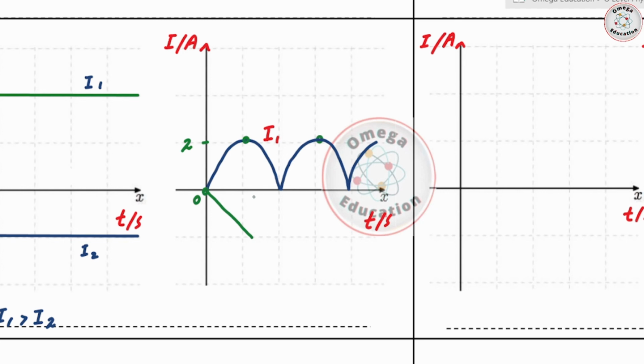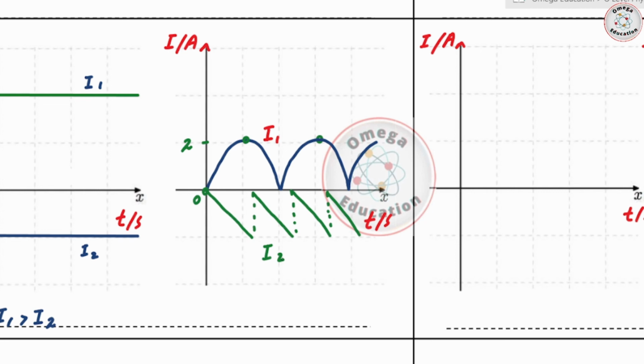Now for the green one, let's call it I2. For the current I2, all the values of current I2 with respect to time are negative. If they are always negative, it means its direction is not being changed. Whatever the direction is that is being represented by the negative sign, it remains negative. It doesn't change. And if the direction does not change, it means the current would always be direct current.